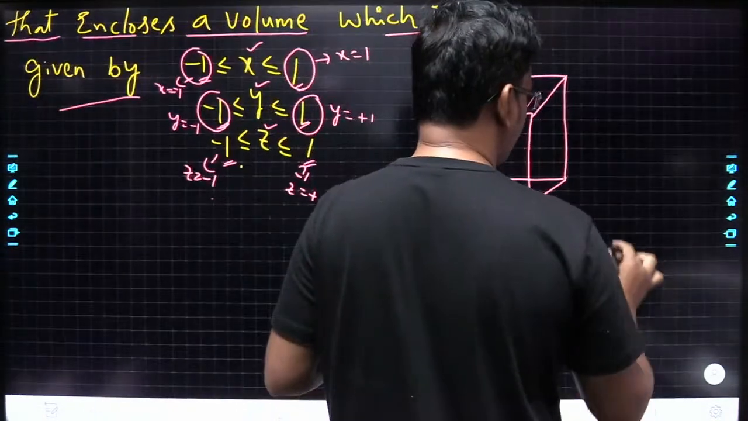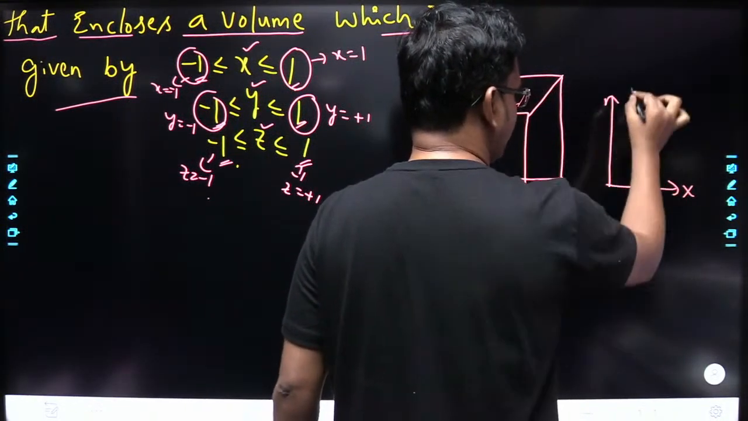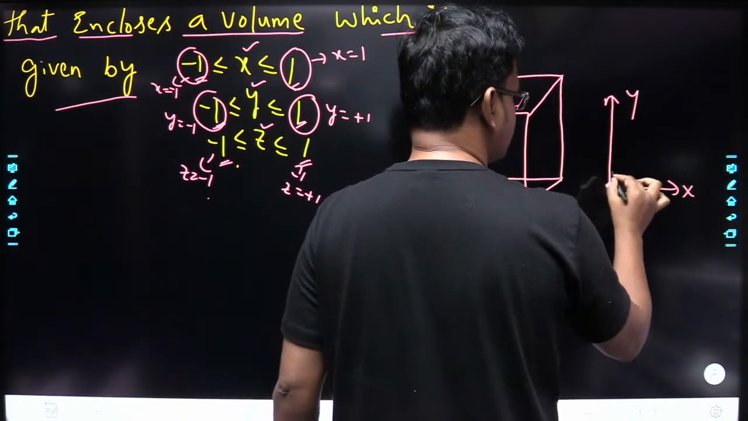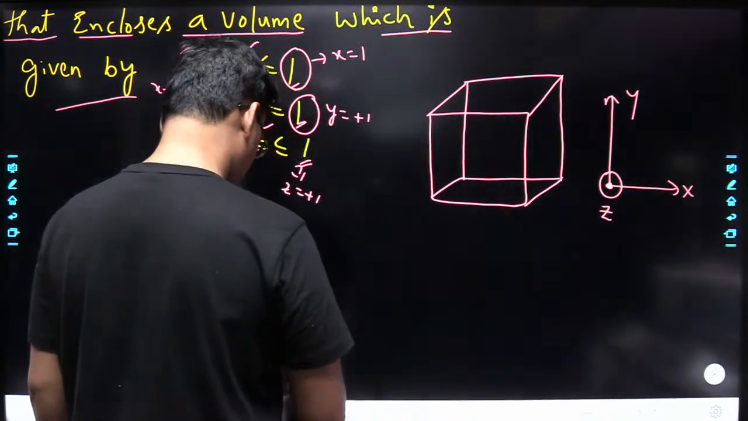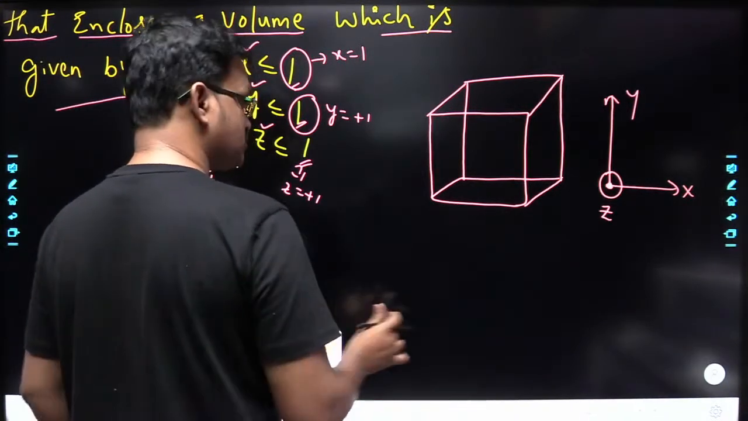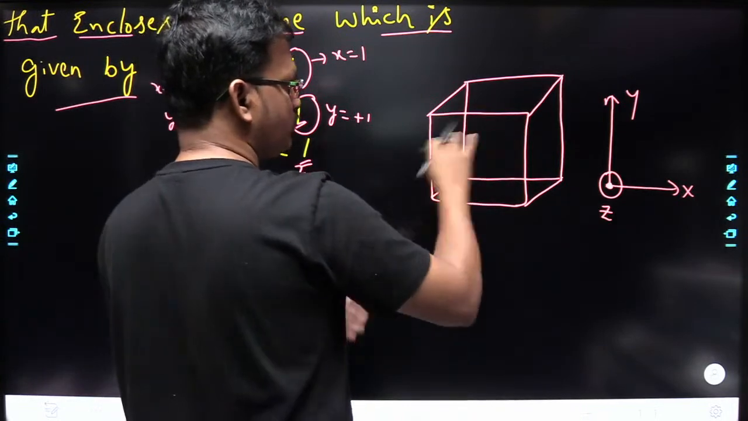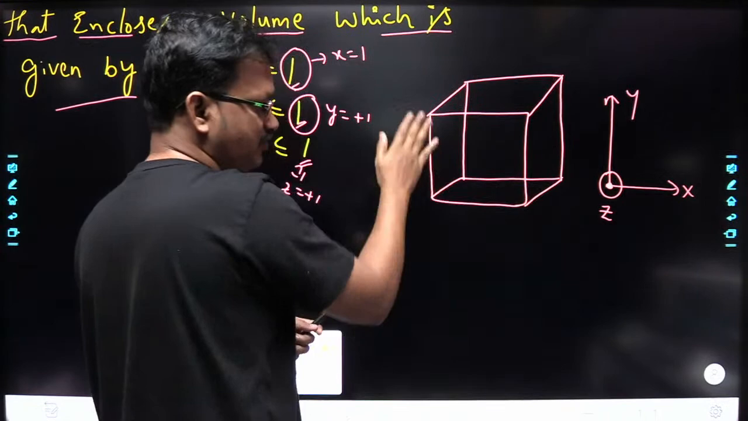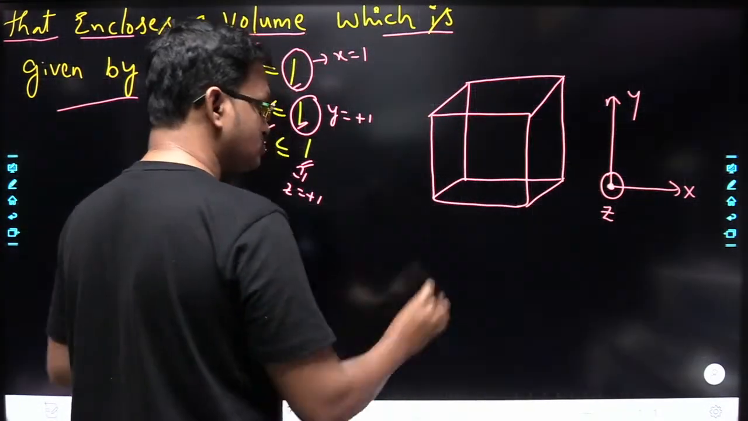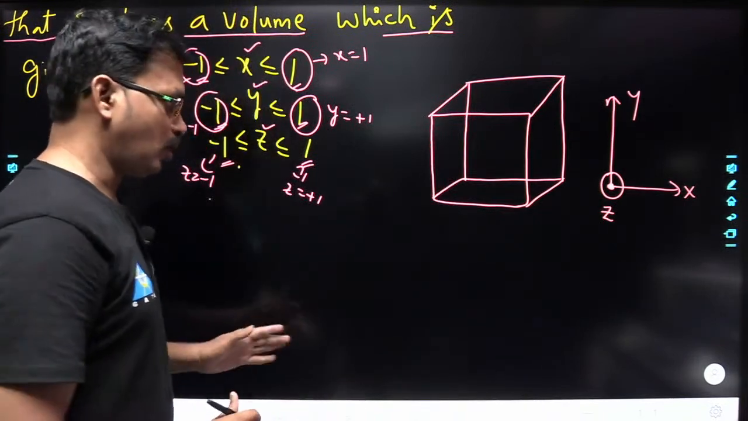Here I have considered this axis as the x axis, this axis as the y axis, and let us assume the z axis is coming out of the board. So this is the cube, and this is the volume of the cube. This volume is bounded by these 6 surfaces of the cube. A closed surface will always enclose a volume, right?